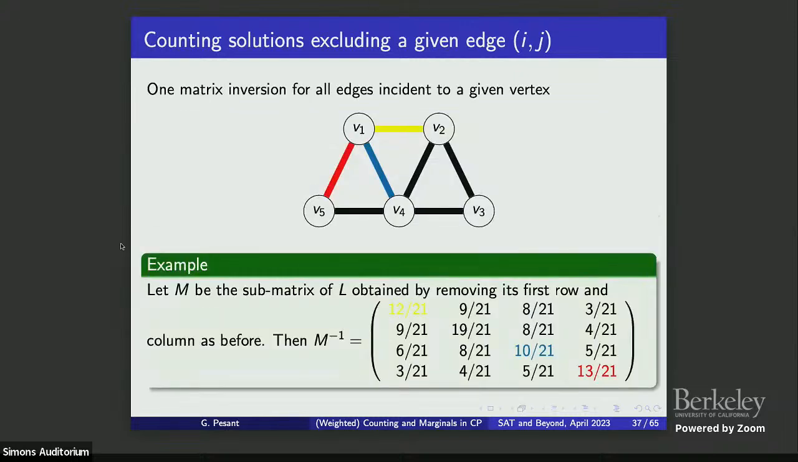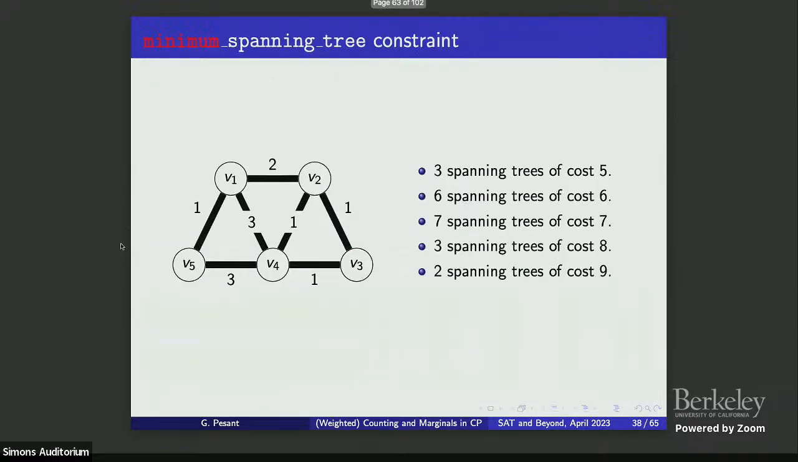So for example here, you've got this graph. You basically need to do one matrix inversion for all the edges incident to a particular vertex. So if you have a vertex cover, that gives you how many you need to do. For example, in this graph, if I invert it, I see that the yellow edge appears in 12/21 of the spanning trees, the blue edge in 10/21, and the red edge in 13/21. So matrix inversion, and you're counting the proportion. So very good.